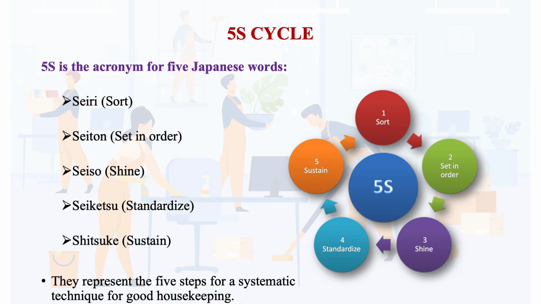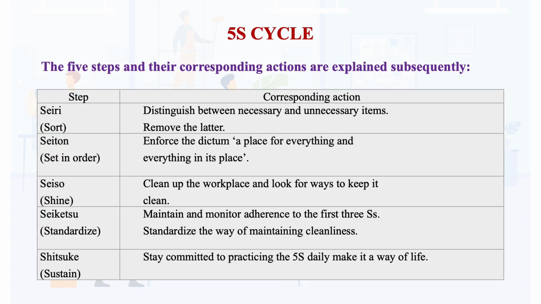They represent the 5 steps. This 5S represents the 5 steps for a systematic technique for good housekeeping. The 5 steps and their corresponding actions are explained subsequently. Seiri means sort: distinguish between necessary and unnecessary items. Remove the latter. Then Seiton, or set in order, means enforcing the dictum, a place for everything and everything in its place. Seiso means shine: clean up the workplace and look for ways to keep it clean.